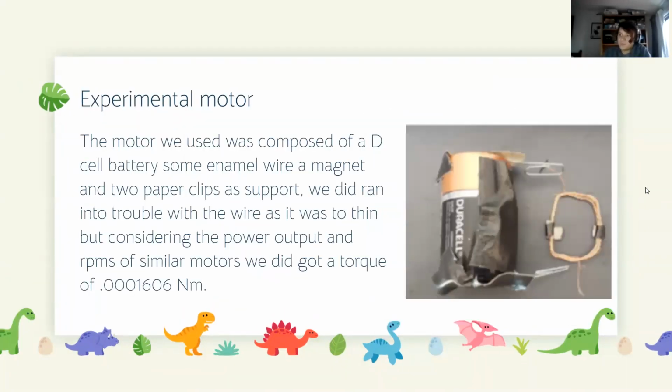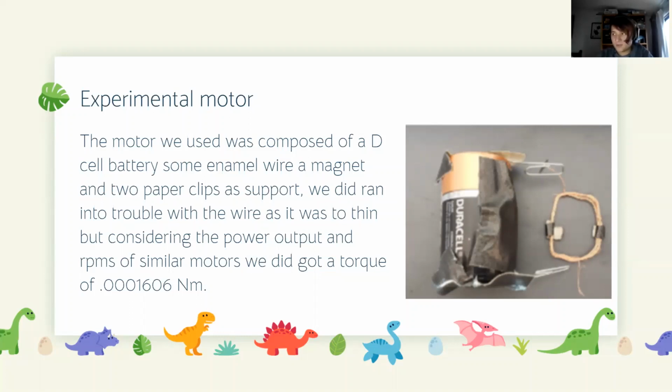We also did an experimental motor. We did this with a type D battery, some enamel wire, which unfortunately was too thin, and some clips and some magnets that were from some laptop speakers. Since the wire was too thin, in this case the gauge, the motor didn't work reliably, and it had problems with keeping revolutions constant.